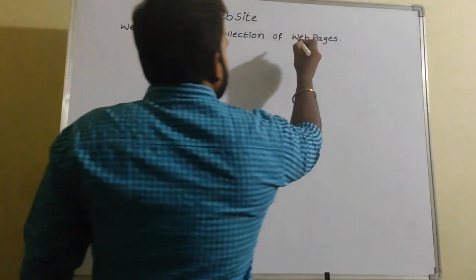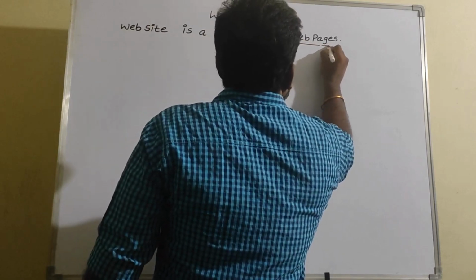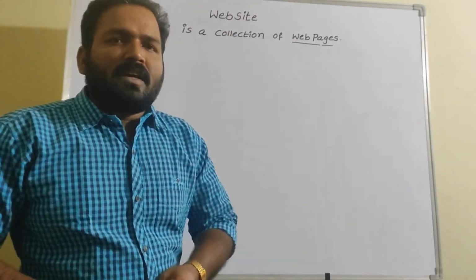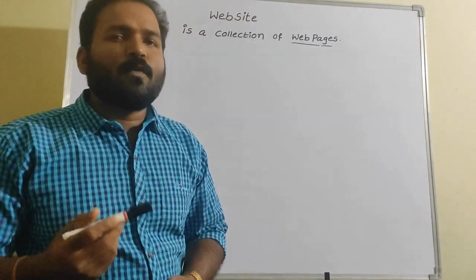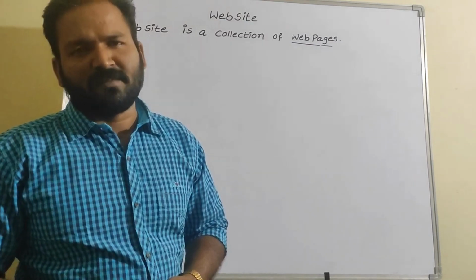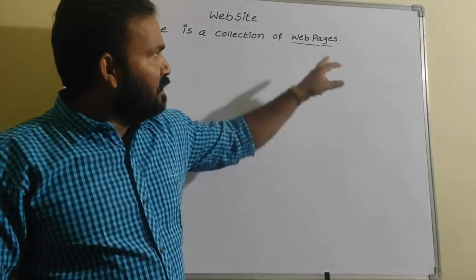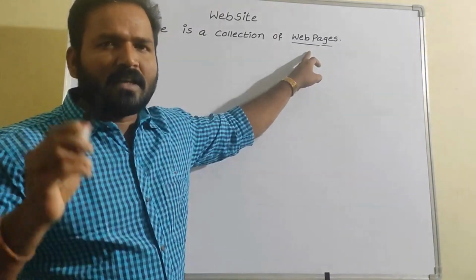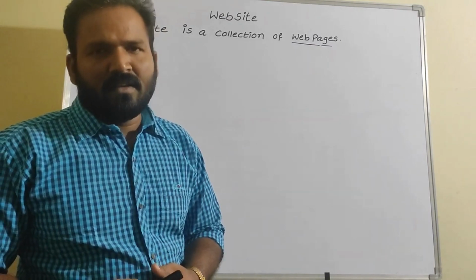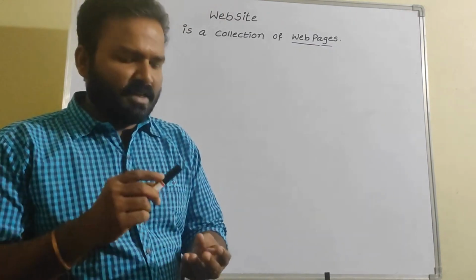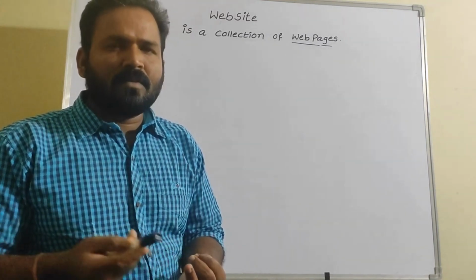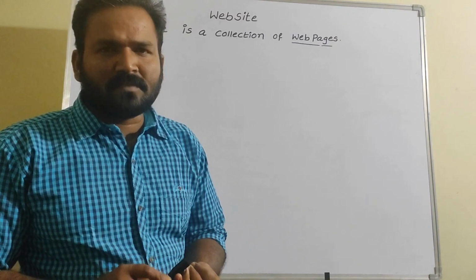Here, what is a web page? A single page is called a web page, which contains some information. A web page contains text, images, audios, videos, graphics, etc.